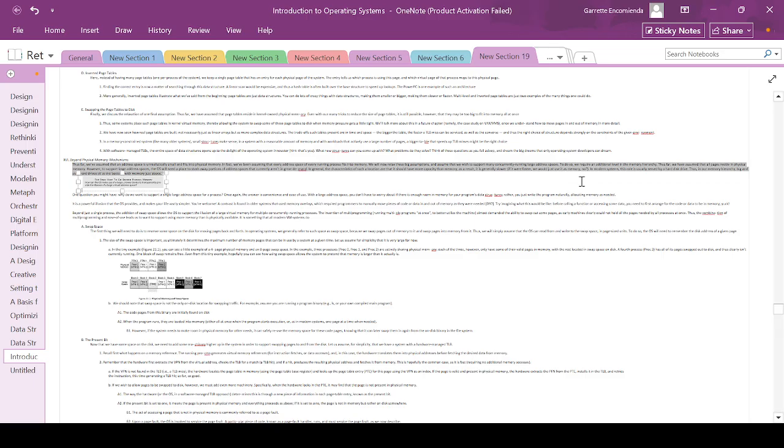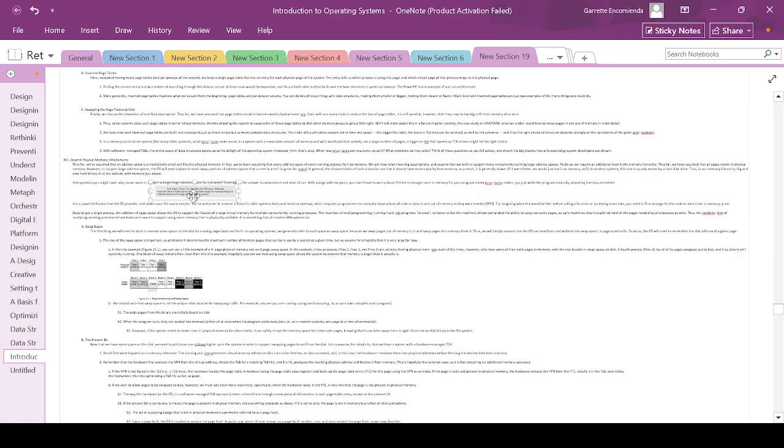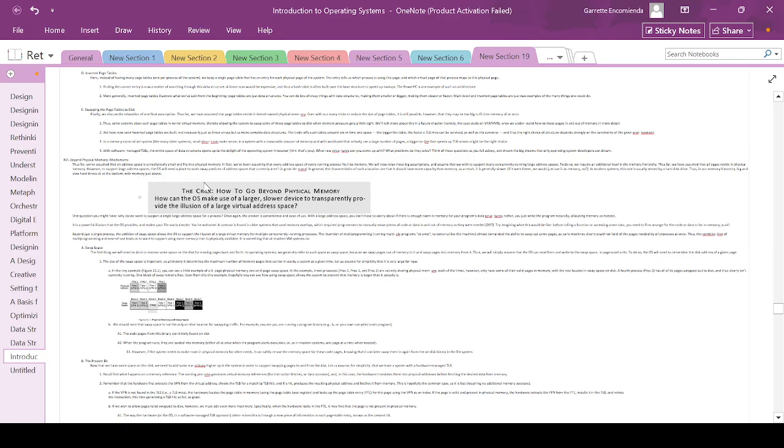Thus, the introduction of a hard disk drive or SSD. To do so, we require an additional level in the memory hierarchy. Thus far, we have assumed that all pages reside in physical memory. However, to support large address spaces, the OS will need a place to stash away portions of address space that currently aren't in great demand.